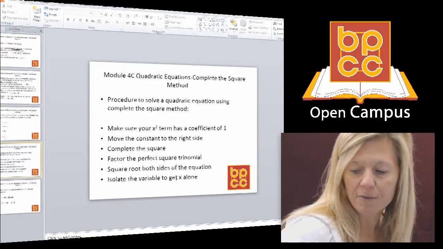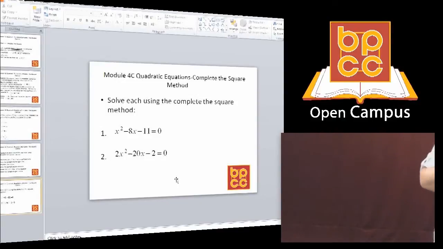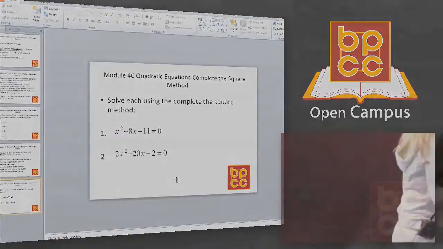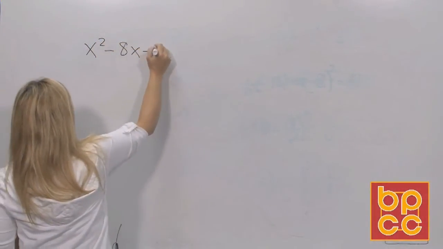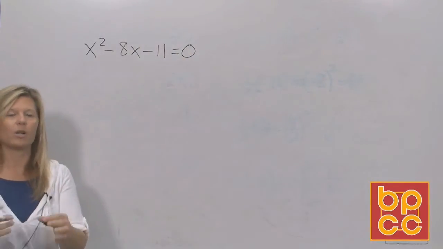So we're going to go to our, I believe we have 2 examples here. And we're going to go to our first example on the board, and we're going to go through this procedure slowly. So let's take our equation. X squared minus 8x minus 11 equals 0. Okay, this is what I want you all to understand.